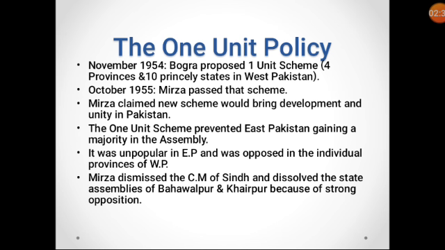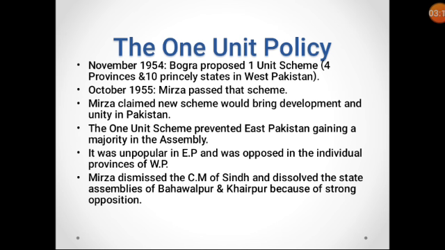In November 1954, Muhammad Ali Bogra had proposed the one unit policy that the 4 provinces and 10 princely states in Pakistan should be joined together to form West Pakistan. And on 5th October 1955, Sikandar Mirza passed an order unifying all of West Pakistan, and that scheme was called One Unit Scheme. Mirza claimed new scheme would bring development and unity in Pakistan.